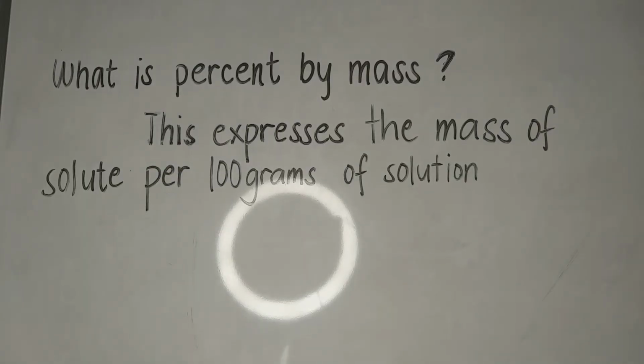After defining and enumerating the different ways of expressing the concentration of solutions, now let's proceed to the percent by mass of solute. So what is percent by mass? This expresses the mass of solute per 100 grams of solution. Mass of solution is equal to the mass of solute plus the mass of solvent. A solution that contains 30% by mass of sugar means that the solution contains 30 grams of sugar and 70 grams of water. It also means that there are 30 grams of sugar per 100 grams of solution.